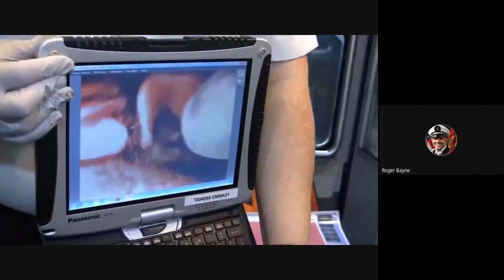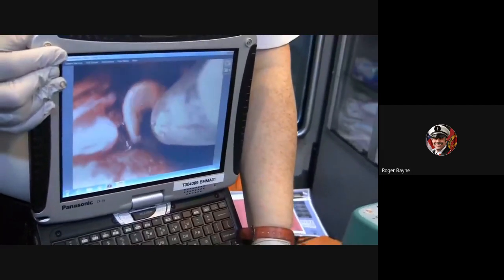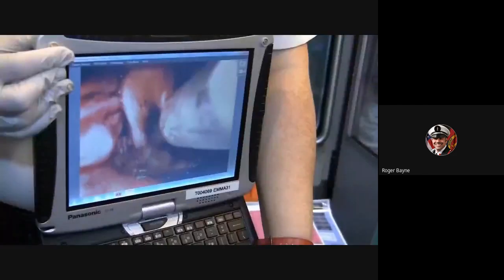Notice what's happening as Jill begins to advance the tube through the glottic opening, trying to get it through the vocal cords. She's inadvertently picked up a part of the epiglottis, so she has to back off. McKinsey is appropriately asking that she consider removing the stylet. Oh, pull the stylet out.